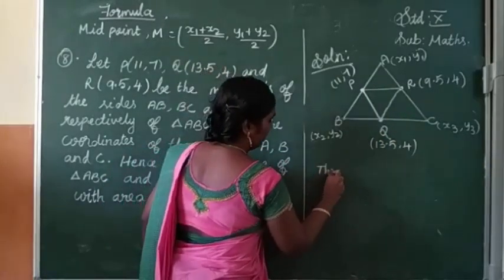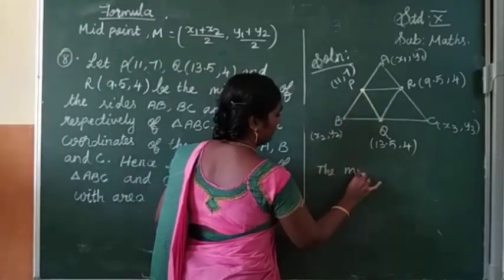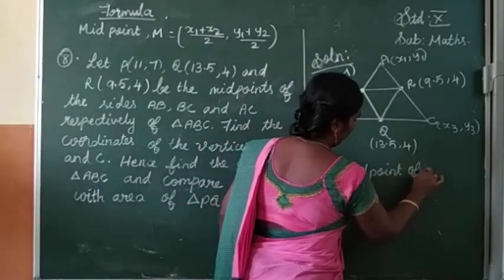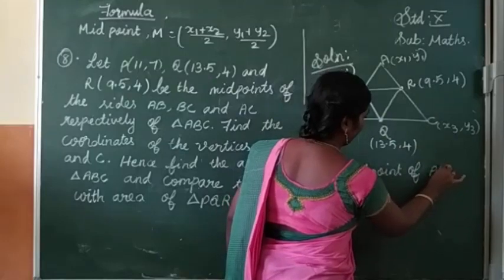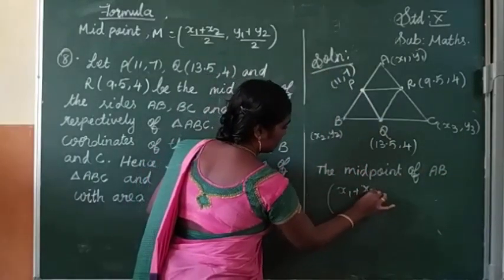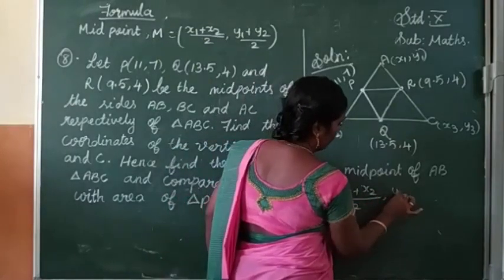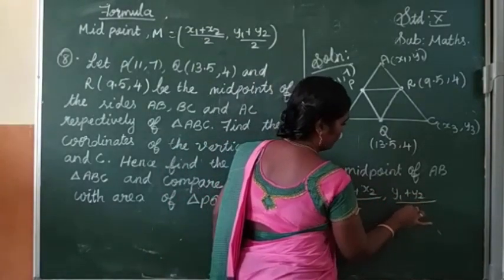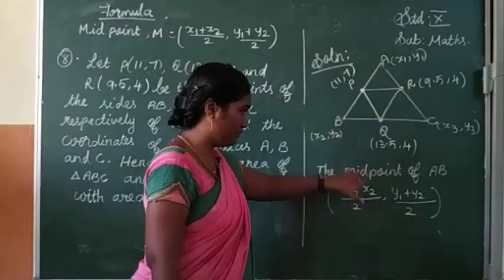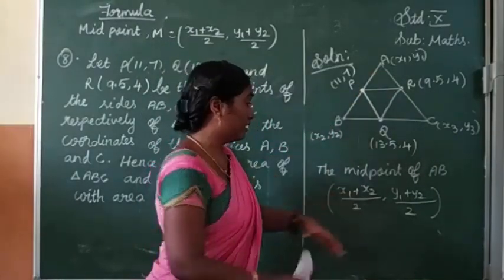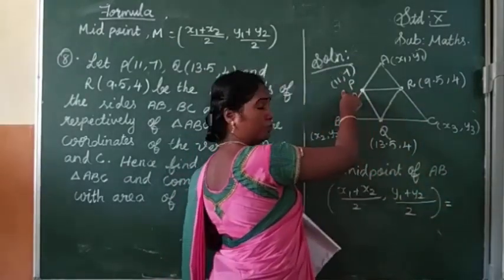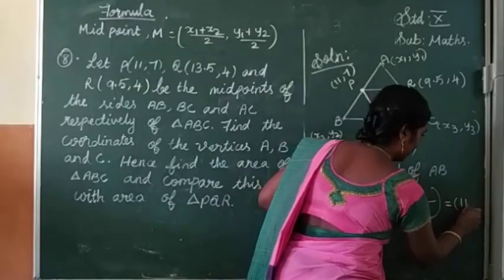Now take the first side, the midpoint of AB. First side is AB, midpoint of AB. What is the formula for midpoint? (x1 plus x2) by 2 comma (y1 plus y2) by 2. The midpoint formula I use here for the midpoint of side AB. They have already given the midpoint value, so substitute that midpoint value. The midpoint value is 11, 7.